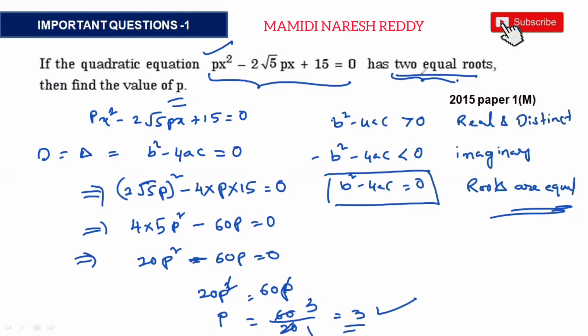So whenever equal roots are given, definitely you need to take the help of b square minus 4ac is equal to 0, which is called the discriminant. Got it? So I hope you understood.